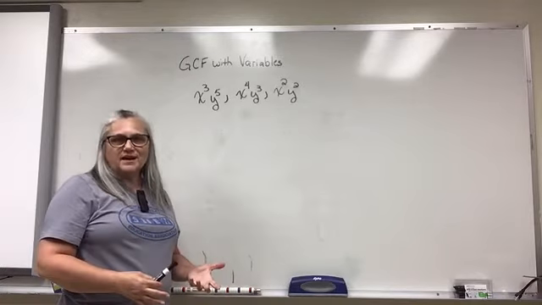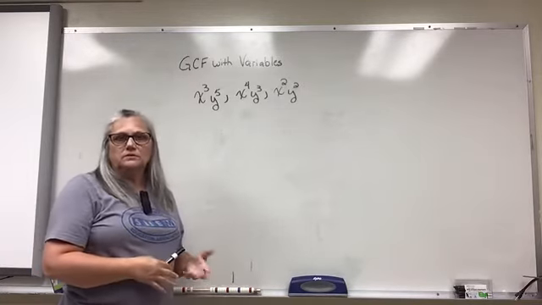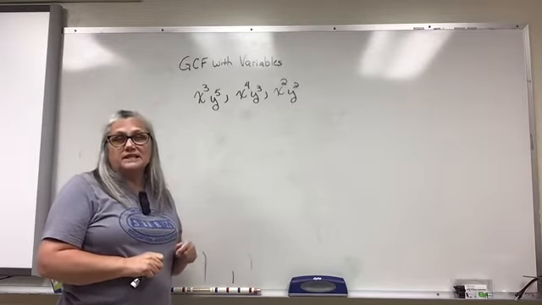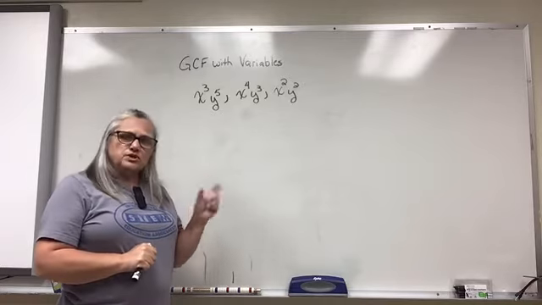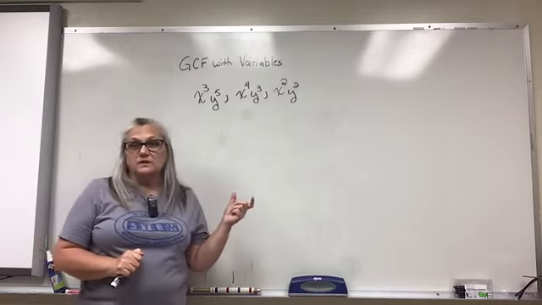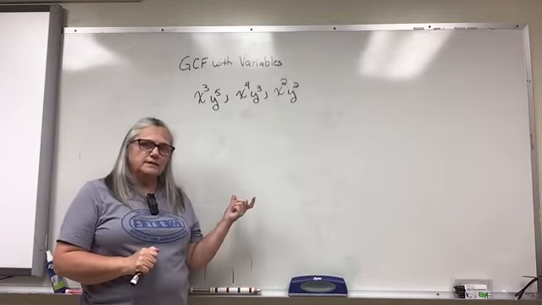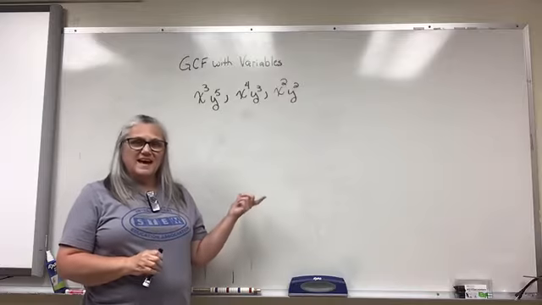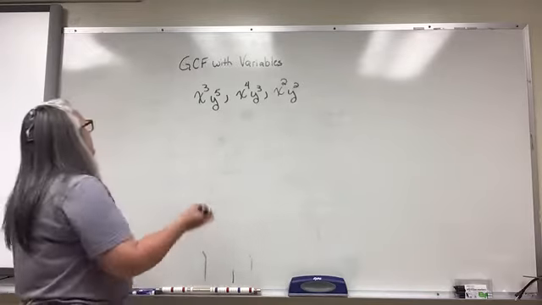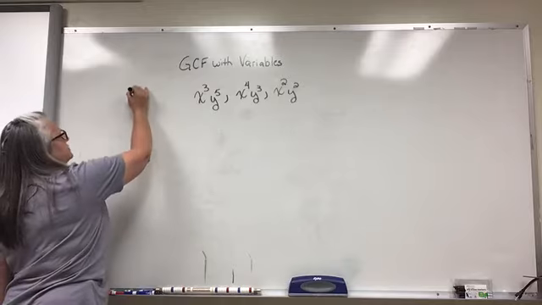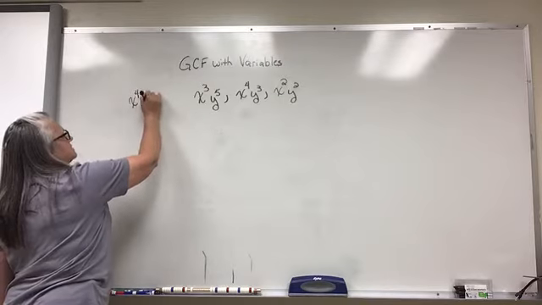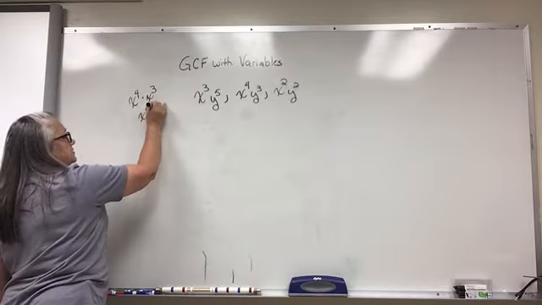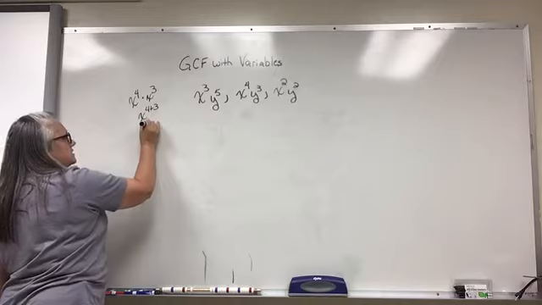So how do I find a greatest common factor with a variable? We talked about numbers, and that's just finding the factors of them, but variables are just a little bit different. So do you remember your rules about exponents? If I multiply two bases that are the same, then I add their exponents. So something like this: if I have x to the fourth times x to the third, that ends up being x to the 4 plus 3, or x to the 7th.